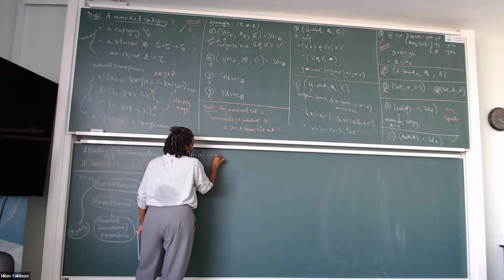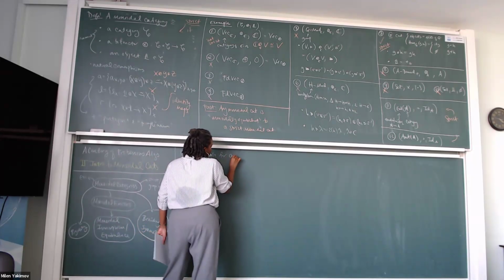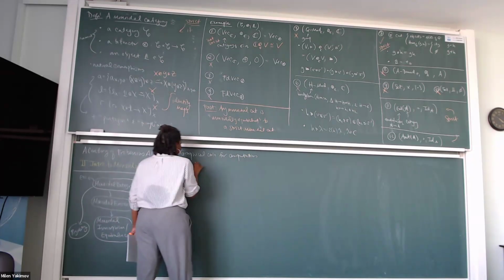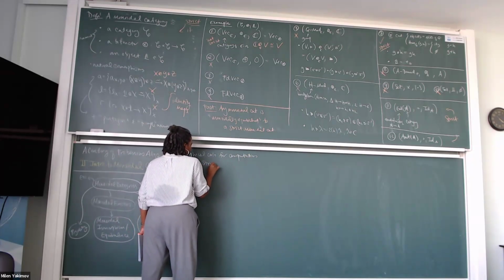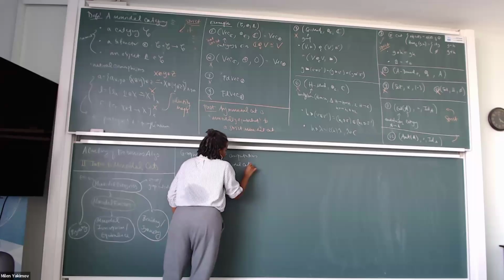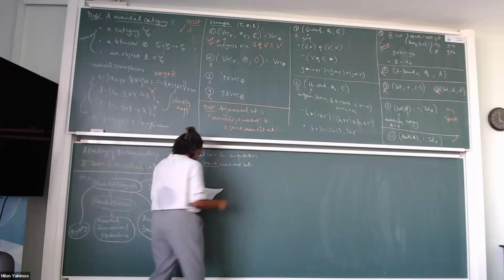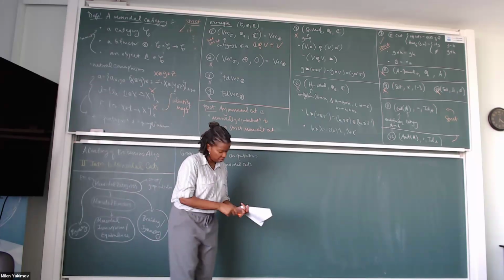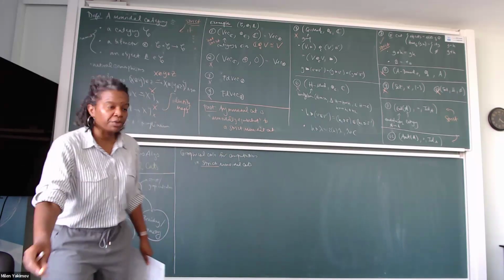With graphical calculus for computations in strict monoidal categories. Strict monoidal categories. Okay, so what's important in categories are not really the objects, but the morphisms.